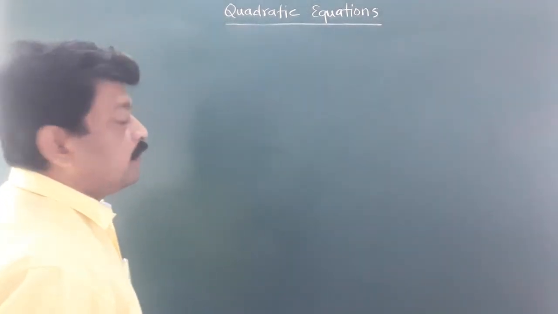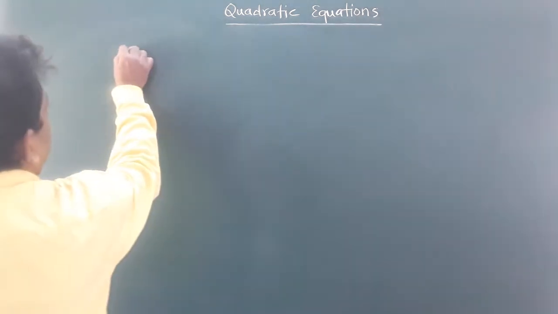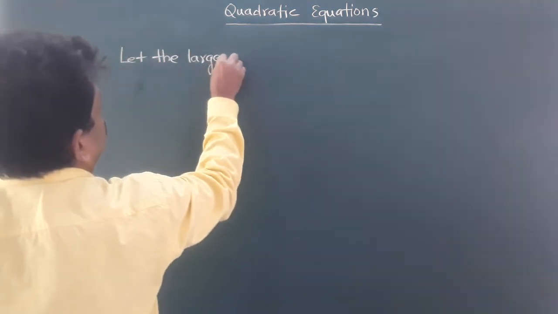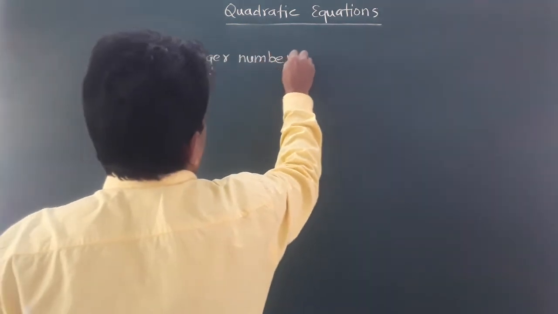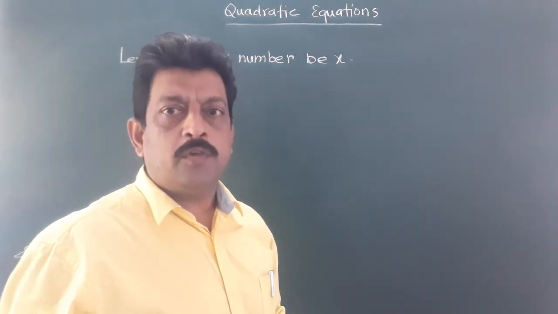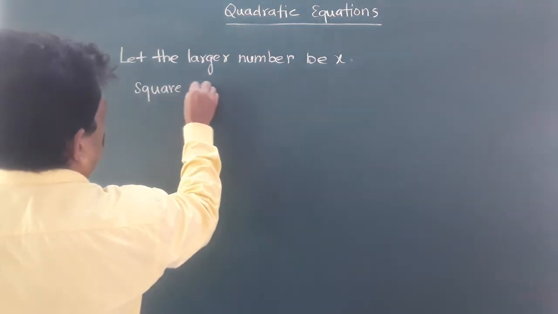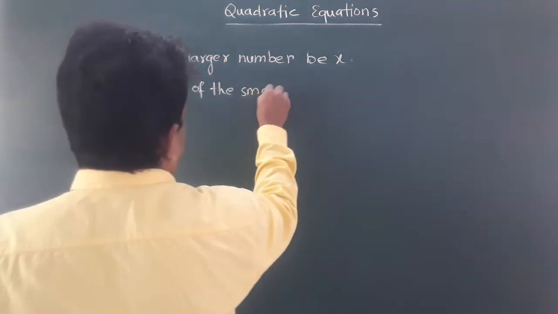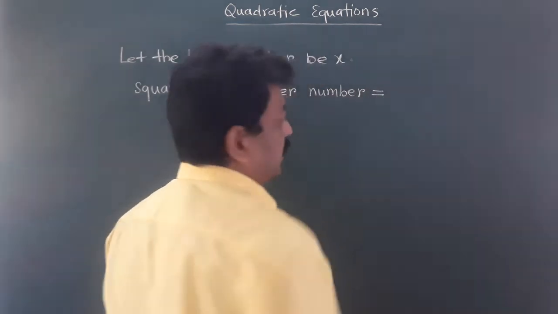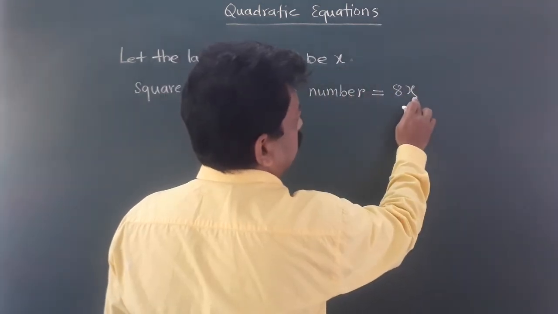Okay, so let me take the larger number as x. Let the larger number be x. It is given that the square of the smaller number is 8 times the larger number. So the square of the smaller number equals 8 times the larger number, meaning 8x. The larger number is x, so 8 times the larger number is 8x.